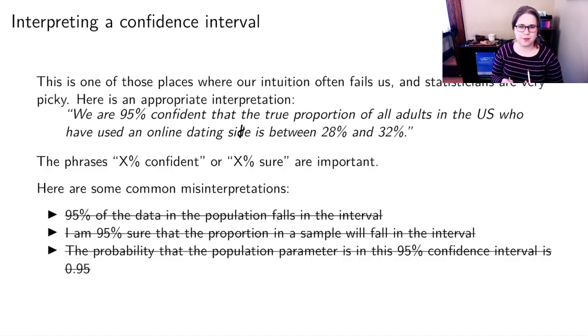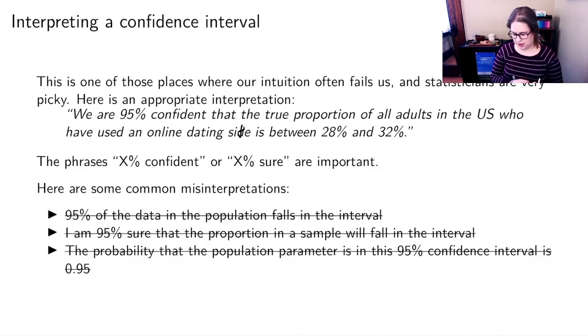So you need to have something in there like 95% confident, 95% sure, and of course change that percent depending on the kind of interval you've created. If it's a 90% interval, you should say we're 90% confident. And there are a bunch of common misinterpretations. So you wouldn't want to say that 95% of the data in the population falls in that interval, because it's not about the data in the population, it's about the population parameter.